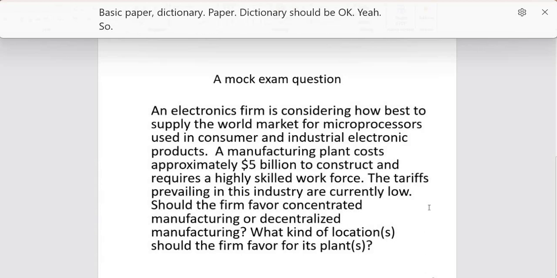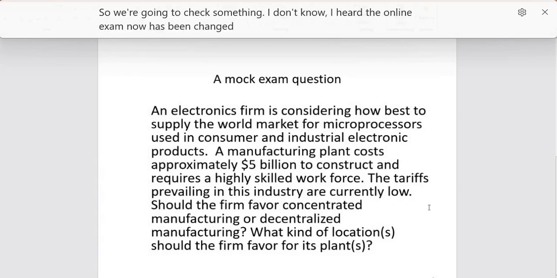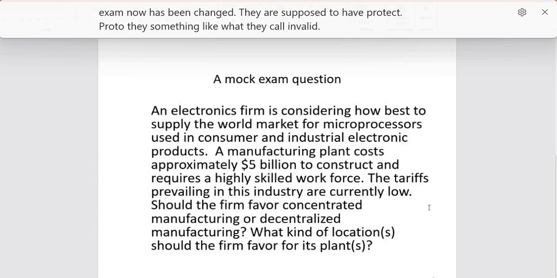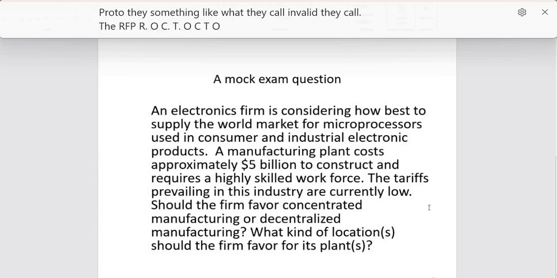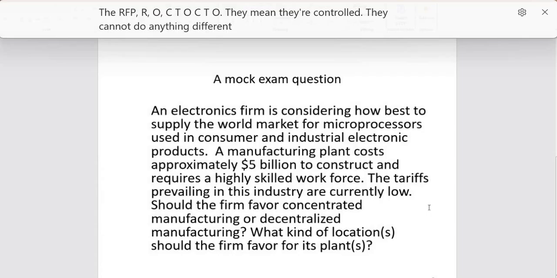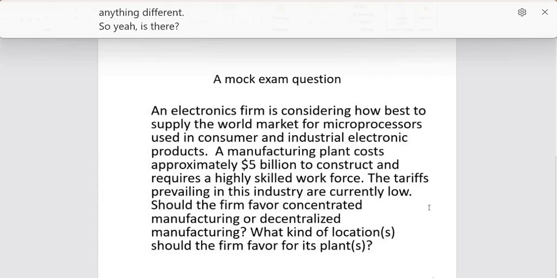So can I check something? Yeah, sure. I heard the online exam has now been changed. They are supposed to have something they call proctoring, that means they're controlled. They cannot do anything different. So is that a new system they introduced?